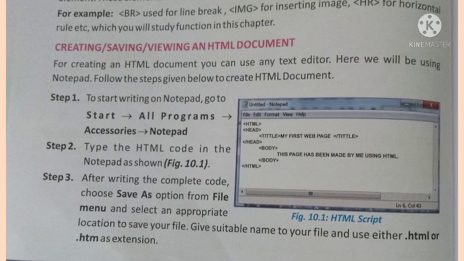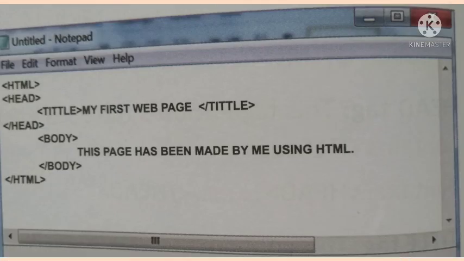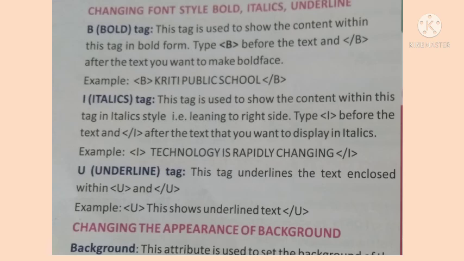Example. First, tags have some additional information inside them called attributes, and it is given in double quotes. First one, the B tag. The B tag is used to show the content within this tag in bold form, the I tag is used to display the content in italics, and the U tag is used to underline the text.